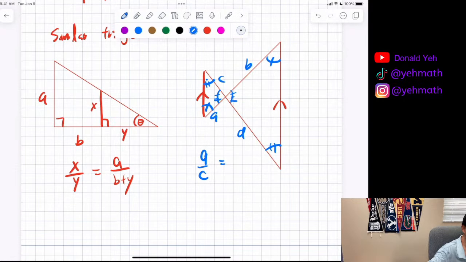A over C is B over D. Why? Because this angle is congruent to this angle. That's how you match them, and you're going to create the ratio that way. Got it?